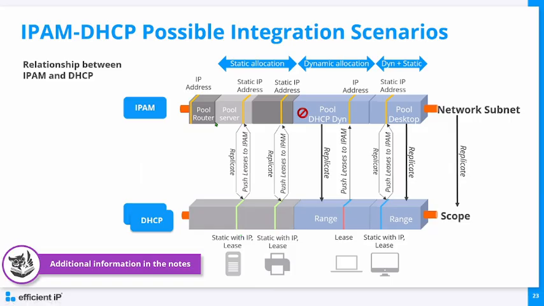Here is to show you another scenario. You can create a pool in IPAM that is not replicated to DHCP as a range, because you opt out, and you can also assign an IP address in the pool that is not replicated to DHCP. This is just to show you the different options for the replication.